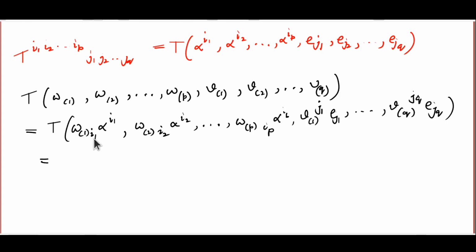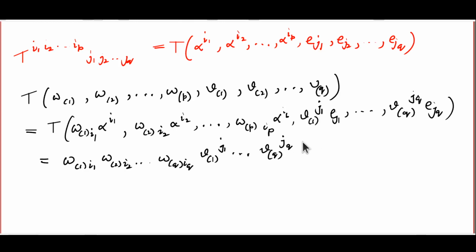Remember, omega 1, I1, omega 2, I2, etc. All these coefficients are just numbers, and because of the multilinearity of the tensor, they can all be simply brought out, and you are left with this result. Omega 1, I1, omega 2, I2, all the way up to omega Q, IQ. Then you will have the vector components V1, J1, down to VQ, JQ. All of these are just numbers and they come out.